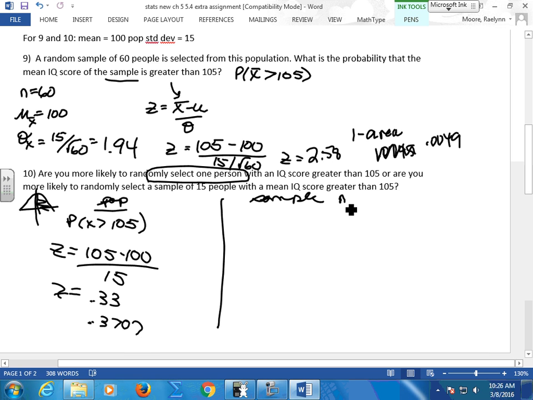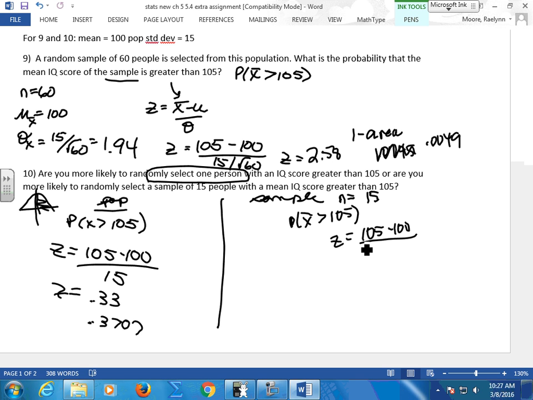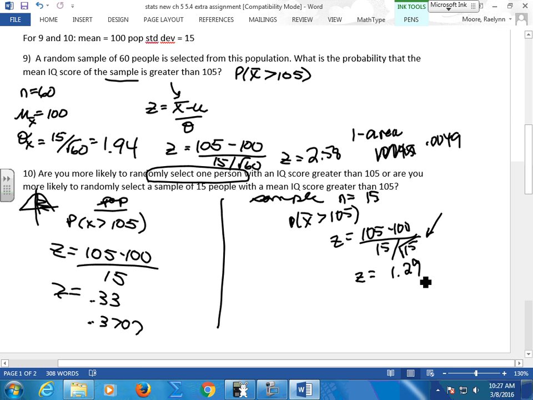Now, here's my sample. I have a sample of how many? My probability statement is going to stay the same, basically. It's just my sample means. But that doesn't matter to me. I still do this. But now what do I divide by? Square root. 15 divided by the square root of 15. This is the difference. So now what's my z-score? Okay, I'm going to divide by a smaller number, so I should get more, right?